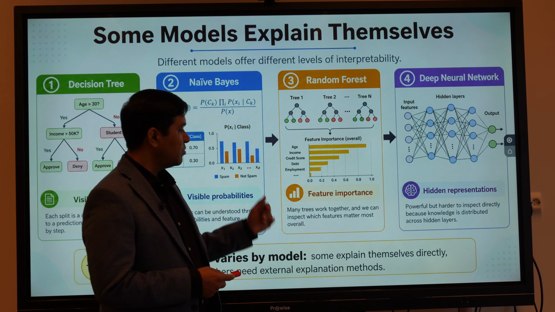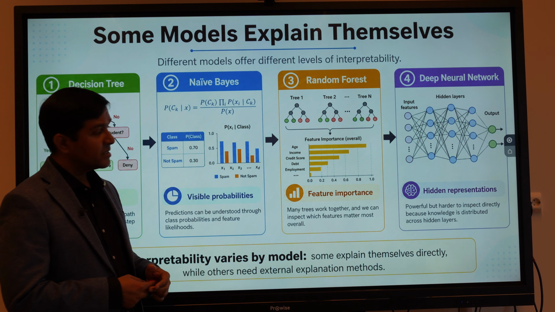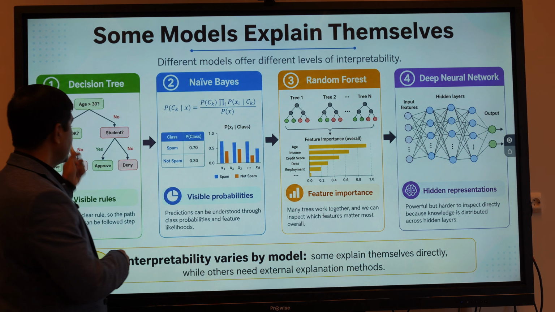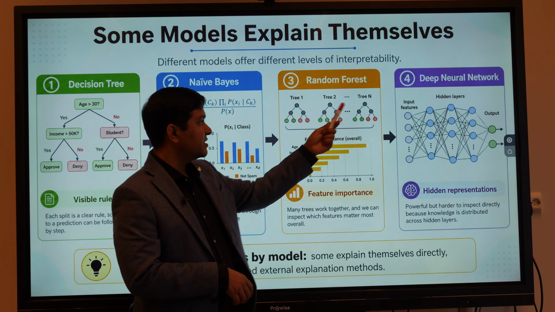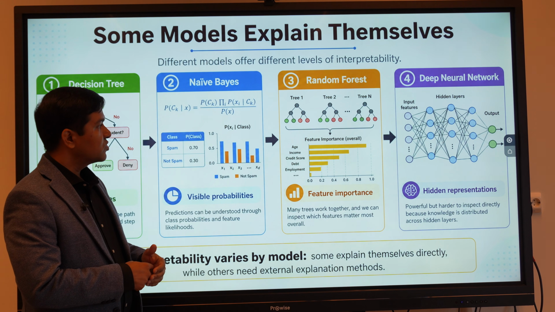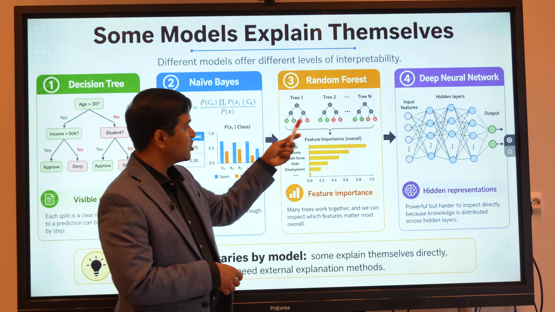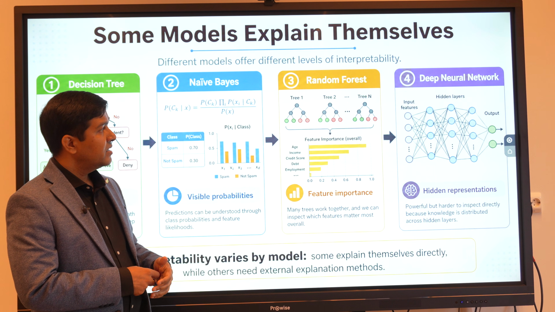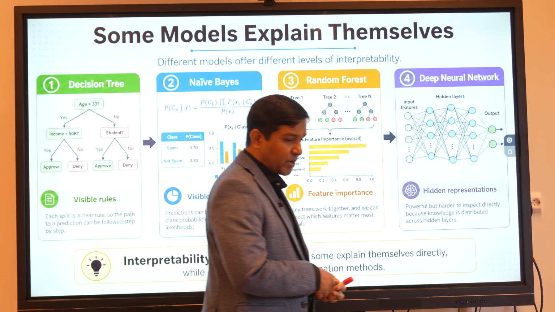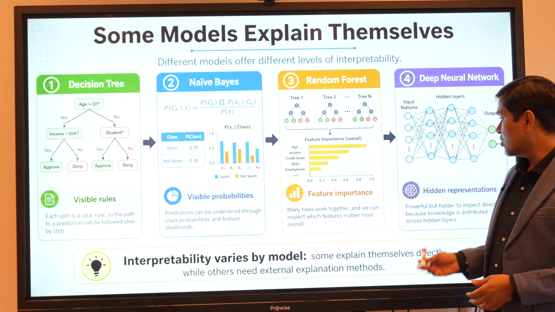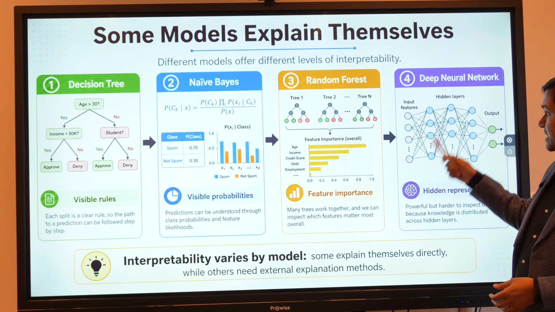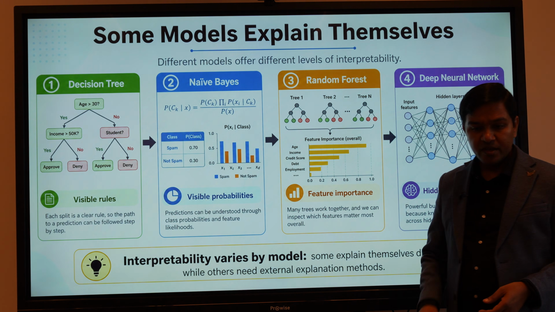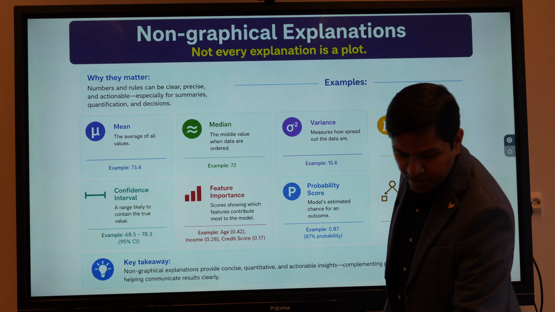Then next comes the model called random forest, where there are decision trees, but many trees are working together so that we can identify which features matter the most. While deep learning is very powerful, as the complexity of the model increases, it becomes less interpretable. So let's see them one by one.